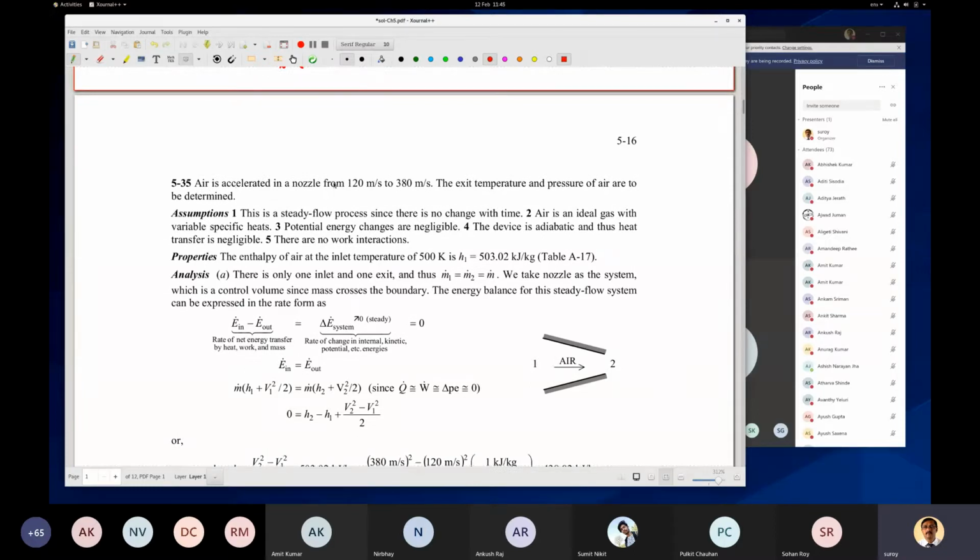So air is accelerated in the nozzle from 120 meters per second to 380 meters per second. So this is the steady flow process, right? So here, because there is no work interaction, and the device is adiabatic, an adiabatic device, so there is no heat transfer, no work transfer.